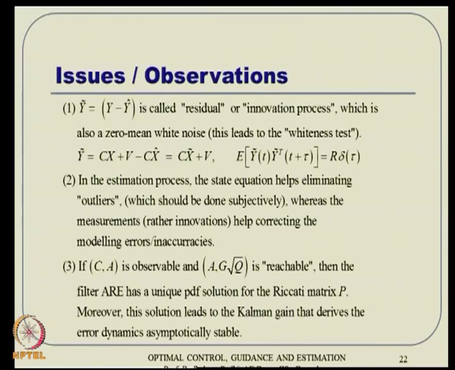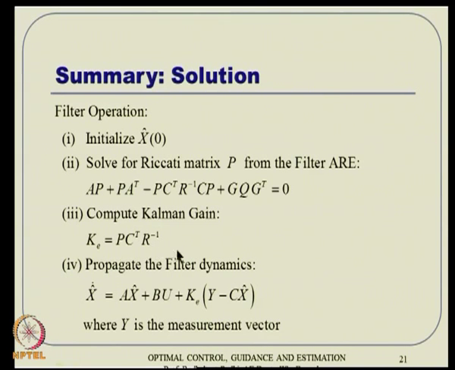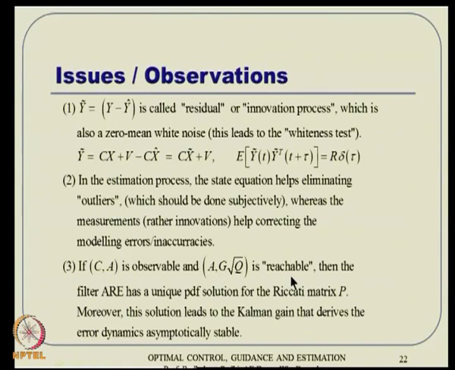If observability is not there, you can't do anything, but on top of observability, reachability has to be there for a unique solution of this filter ARE. If it is there, then you get a unique positive definite solution from the algebraic Riccati equation, the filter ARE. Moreover, this solution ultimately leads to the Kalman gain. Remember, K is nothing but P C transpose R inverse. That drives the error dynamics asymptotically to 0.